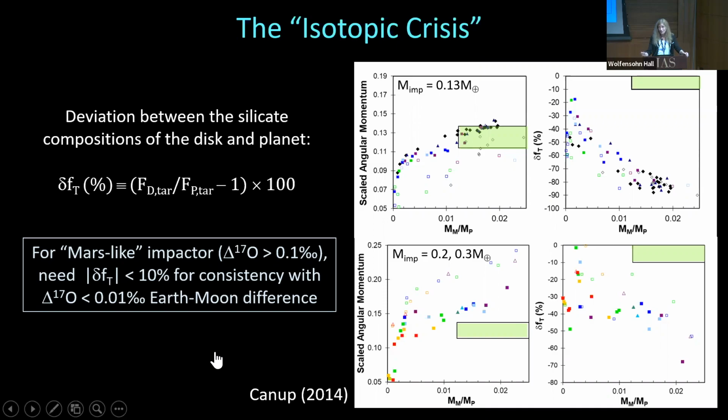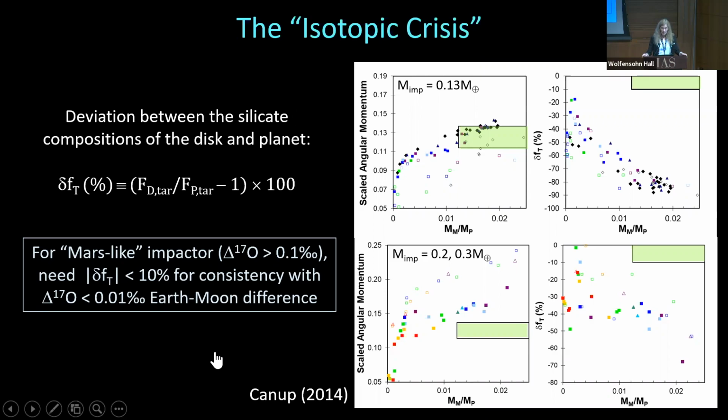The compositional difference is still way too big. And in addition, and this is the bottom plot on the left, you're now no longer consistent with the Earth-Moon angular momentum either. So this is what Jay Melosh originally called the isotopic crisis for the impact theory. And it's prompted a thorough re-examination, I would say, of every one of the assumptions that is part of the giant impact model. So I'm going to talk through 3 possible solutions to this crisis.